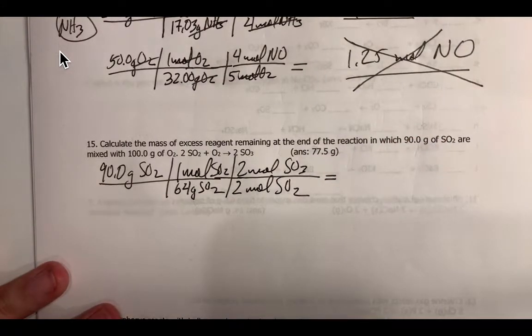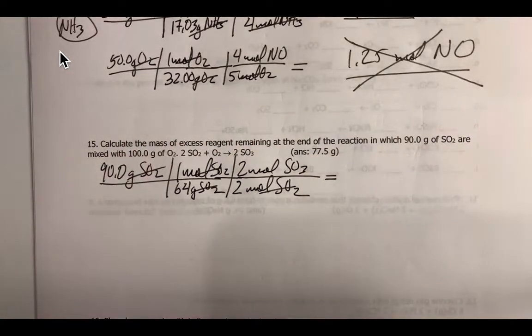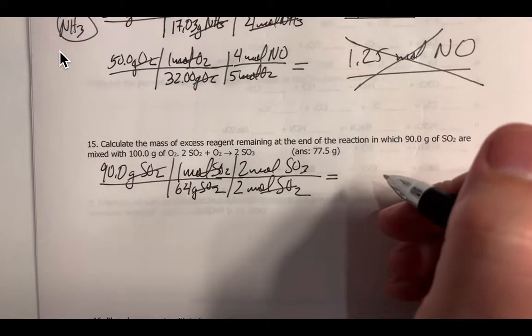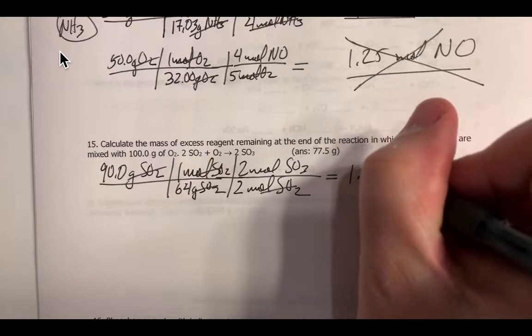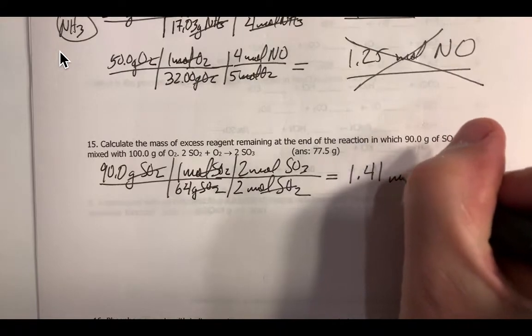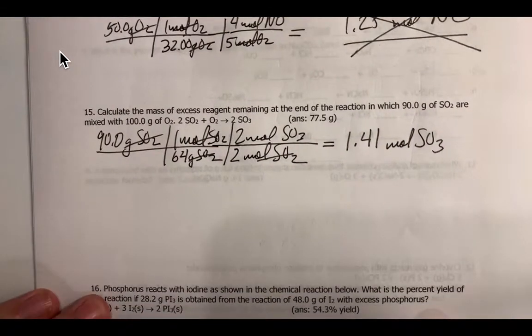Okay, and this is far enough to take it to moles, because we're only trying to sort out which is the limiting reagent. So we'll see how many moles of SO3 we expect. 4.41 mole of SO3 if SO2 is limiting.